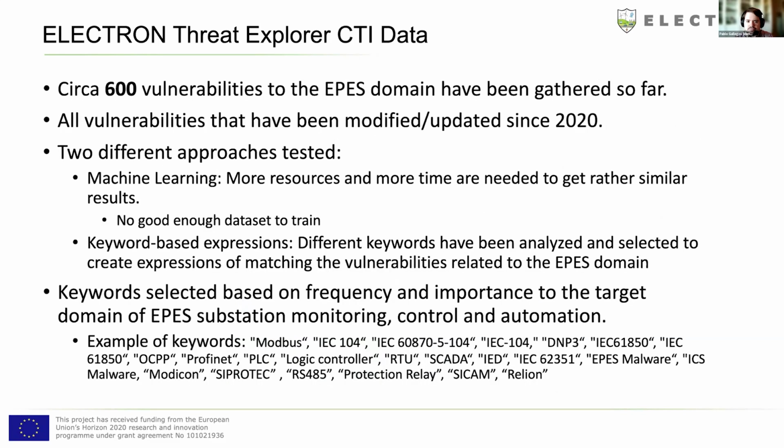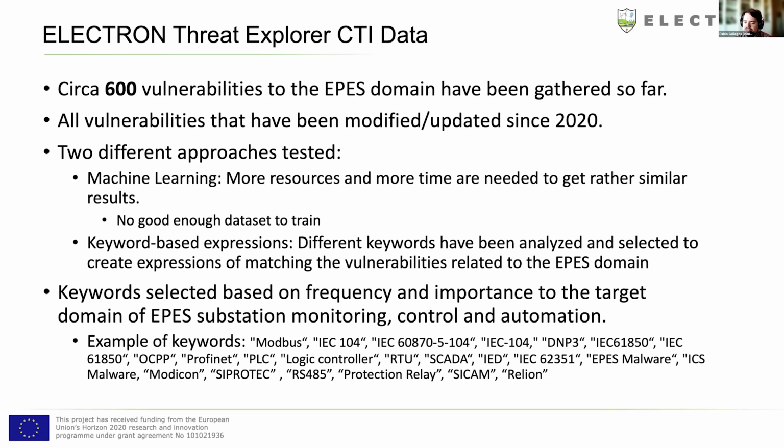Next slide, please. So one of the most relevant ways of working that we have analyzed is that the end user thinks that vulnerabilities since 2020 are still relevant. So we have analyzed all this database and we have gathered almost 600 vulnerabilities that can affect the EPS domain. We have tested two different approaches to evaluate if they are really relevant for us. We started with machine learning, but the results were not very good because it needs more resources and more time to need similar data than the other approach. Probably it's because there is no good enough data set to train the model.